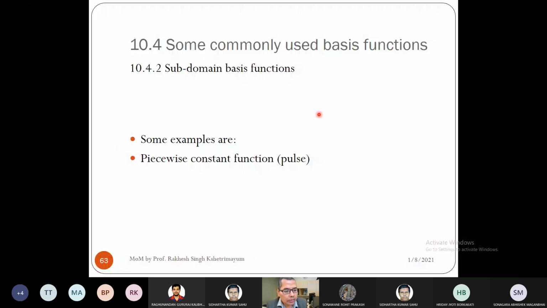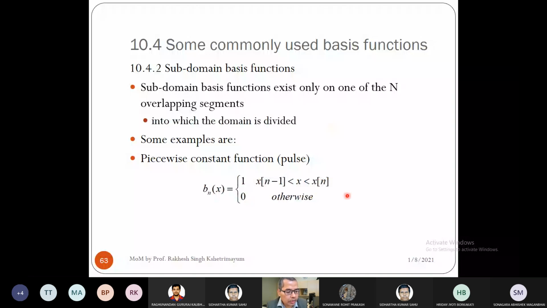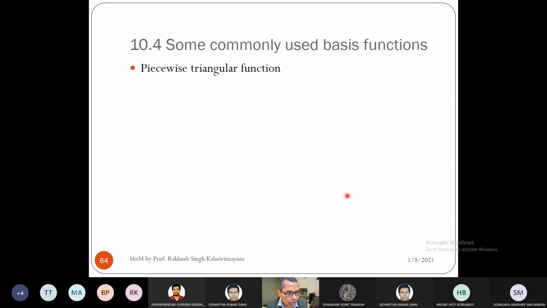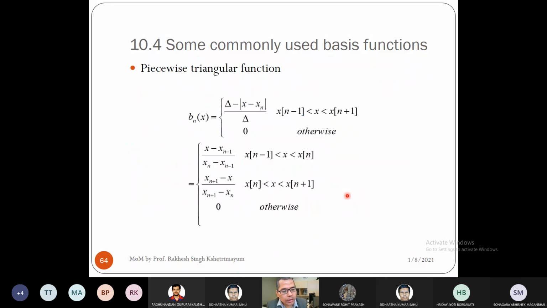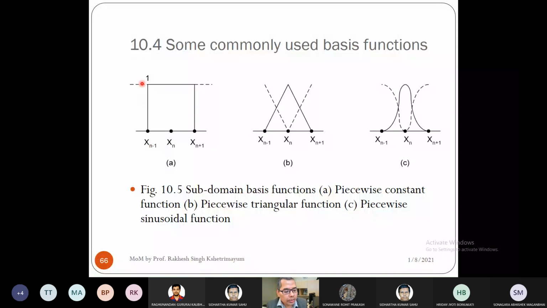We have already discussed one of them, which is the pulse function. A pulse function usually has a value of 1 over the interval, and outside the interval it becomes 0. And I have already told you what the problem with the pulse function is. If you have a boundary where your unknown function is 0, you cannot model that kind of boundary. Another basis function is called the piecewise triangular function. Let me show you the diagram first. This is a pulse function. Over the interval xn minus 1 to xn plus 1, this pulse function has a value of 1. Outside that, it becomes 0.